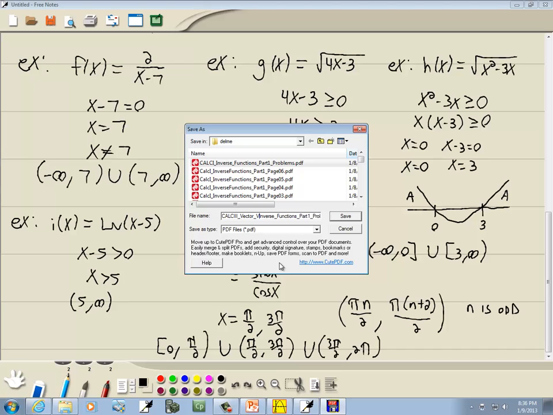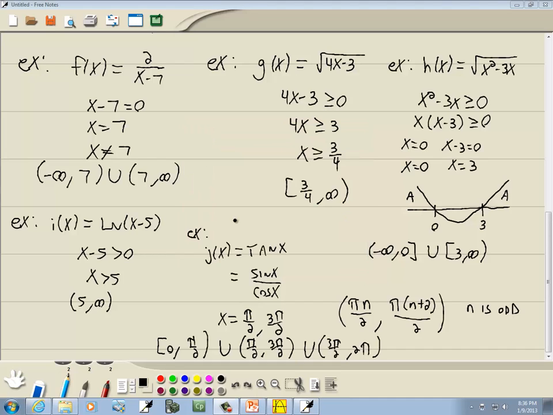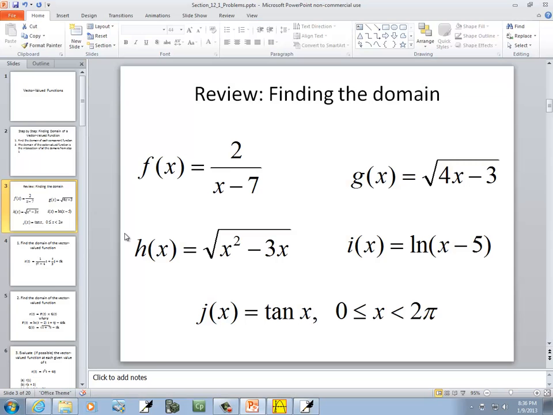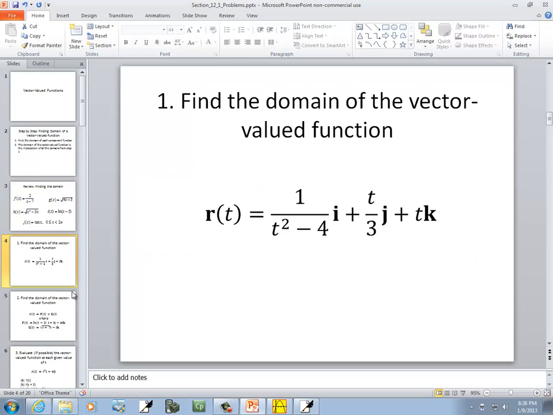Vector valued functions. Okay, so now we reviewed how to find a domain. Let's take a look at an example.